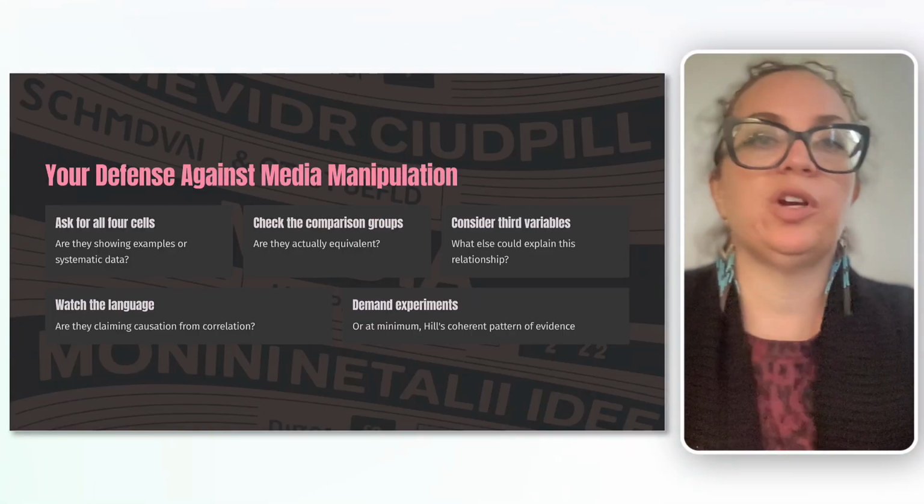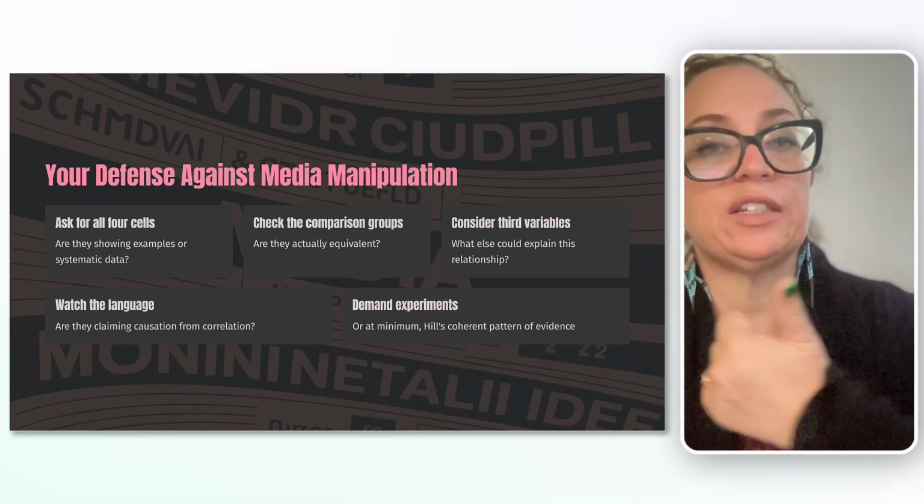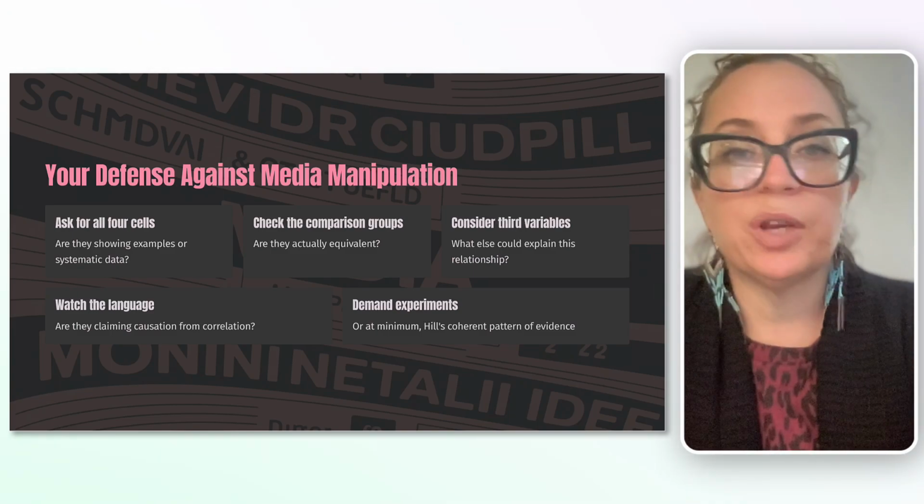Okay, so let me summarize the media's favorite tricks. Favorite ways to mislead you. They cherry pick examples, sell one only. They report single rates with no comparison. They make bogus comparisons.